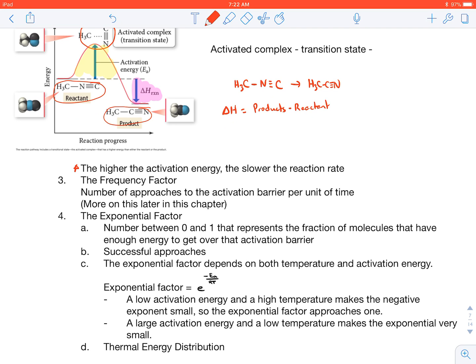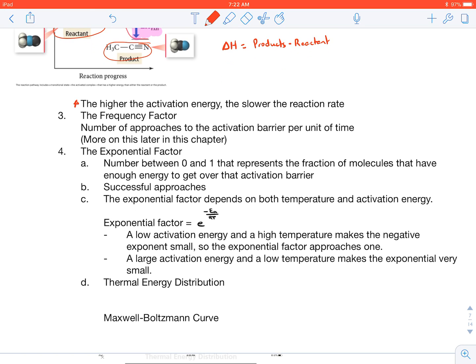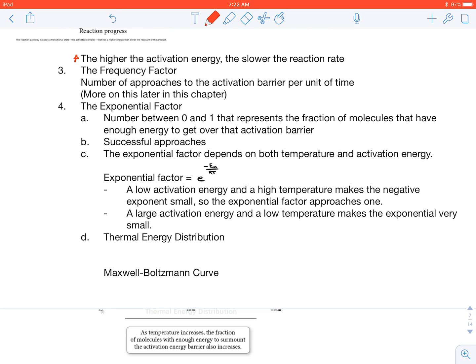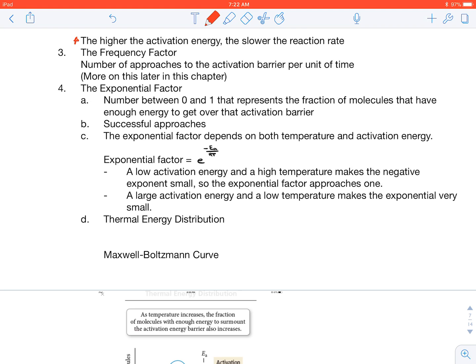So let's talk about the frequency factor. This is the number of approaches to the activation energy barrier per unit time. So basically, how often is it colliding? Our exponential factor, we're going to kind of glaze through this. If you want to read it on your own time, you're welcome to. But basically, a low activation energy and a high temperature makes the negative exponent small, so the exponential factor approaches 1. If we have a high activation energy and a low temperature, obviously, we're not going to have a very fast reaction. High activation energy and low temperature.